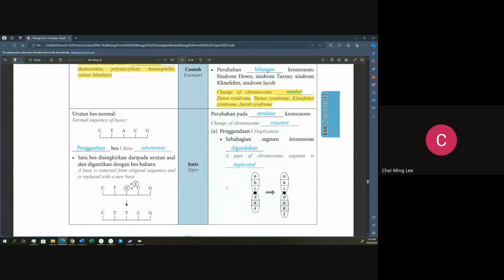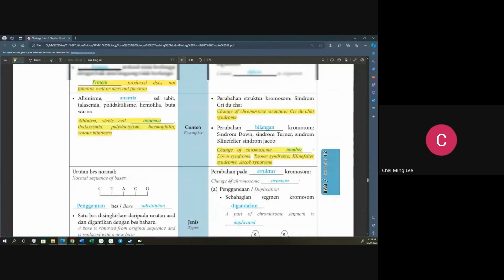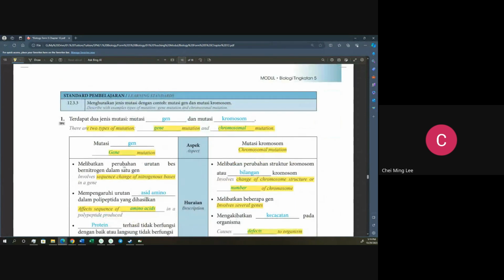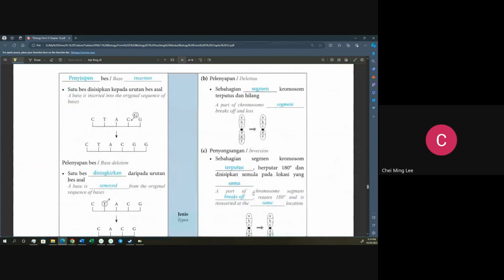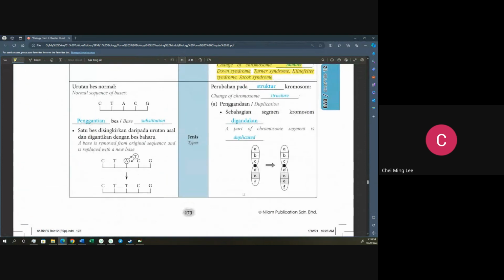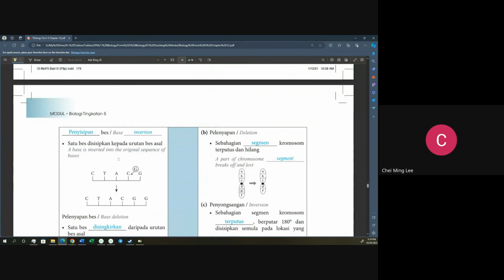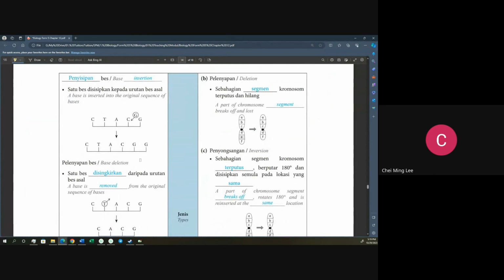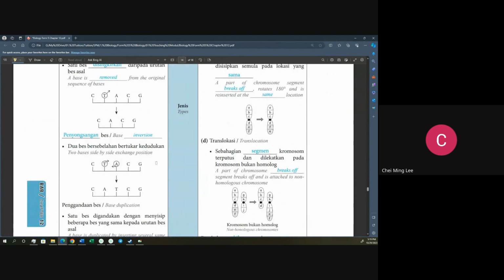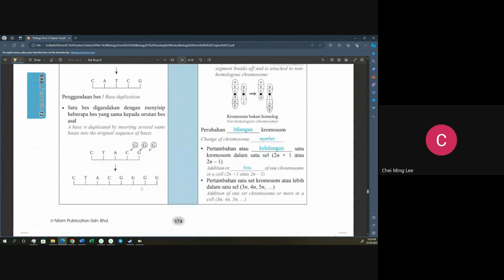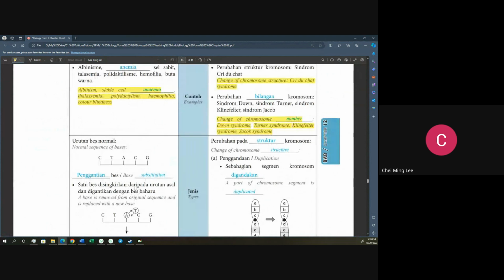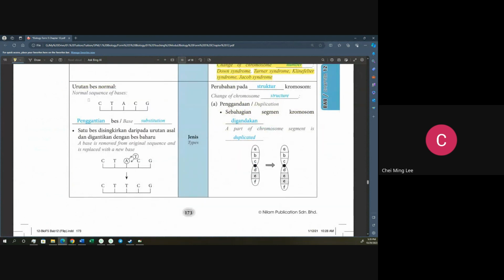Okay, so now let's see the types of gene mutation and chromosomal mutation. We have base substitution. Then we have base deletion, base insertion, and base duplication. So for example, let's see the base substitution.